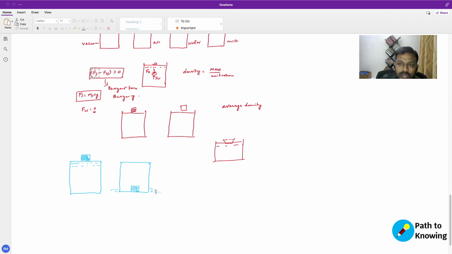And here is where Archimedes proposed that the buoyant force, which is Fw, is equal to the force exerted by the mass of the displaced water. It's as simple as that. So how much is the mass of the displaced water?